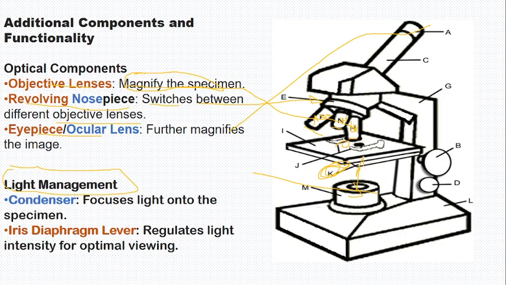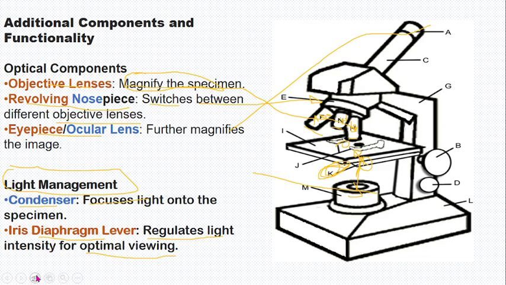Now the diaphragm will control the amount of light which will pass through the slide where the specimen is. When we say diaphragm, it regulates the light intensity for viewing our specimen. I hope you are understanding. Now when we come to the condenser, it focuses the light onto the specimen.